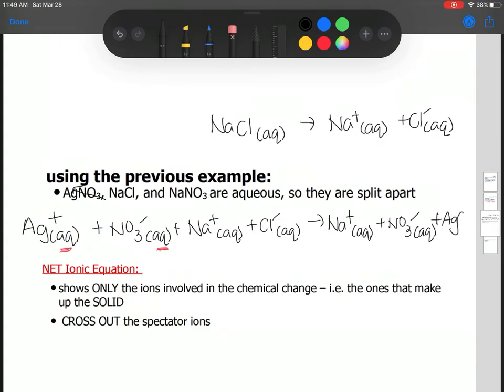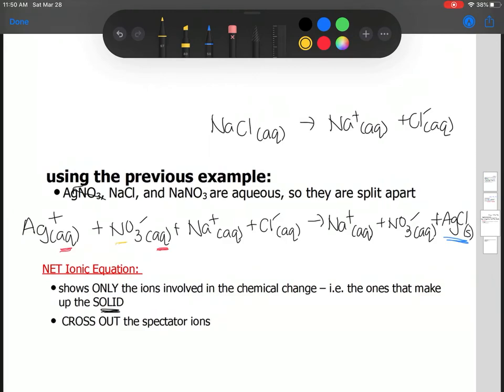Okay, so then we have silver chloride, which is not an aqueous compound, so then you keep it together. You do not split it apart. So then when you go to do the net ionic equation, it shows only the ions involved in the chemical change, so the ones that make up the solid. So pick a light color and sort of so that you can still see what's underneath. Like, don't go crazy when you cross stuff out.